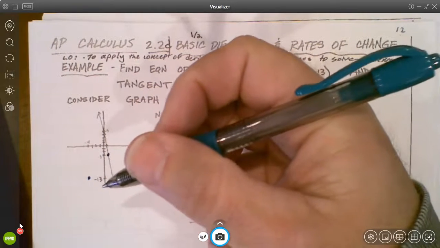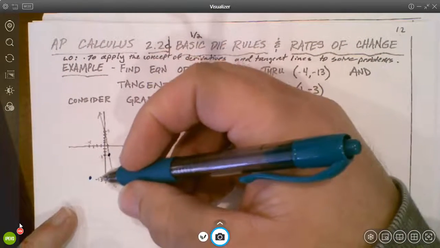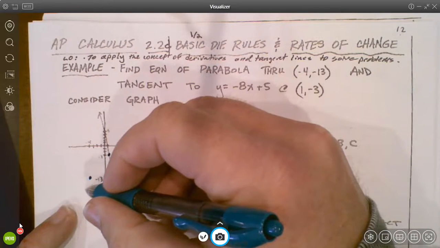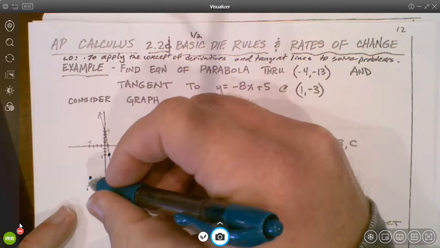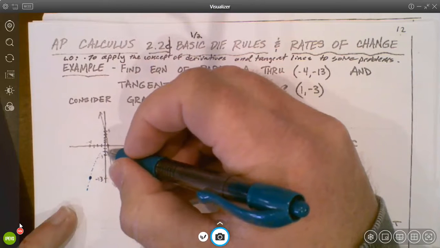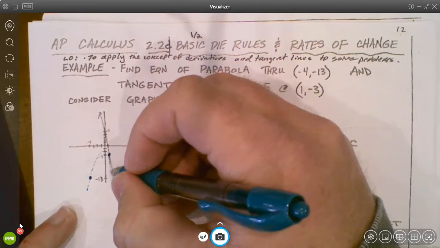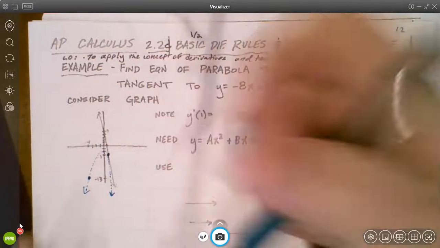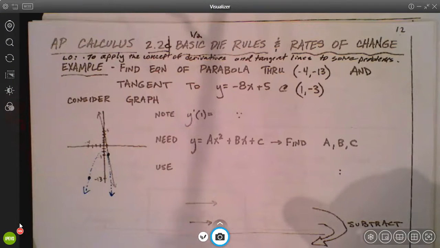Just as a little visual, the only type of parabola that would fit within that description would have to be a downward facing parabola, because it's got to run through this point and it's got to touch that line somewhere right about there. So this is about the look that we would get for the parabola that we're trying to find.